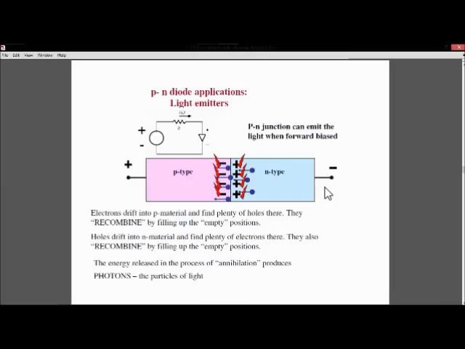Now these diodes can also be used as light emitters and photodiodes. In the case of light emitting diodes, or LEDs, when we supply current, this current is taken by the p-n junction diode and it emits light, and this always works in the forward bias condition. The electrons drift into the p material and find plenty of holes. They combine, filling the empty positions, and the holes drift into the n material and fill the electrons there. So there is a recombination of the empty regions.